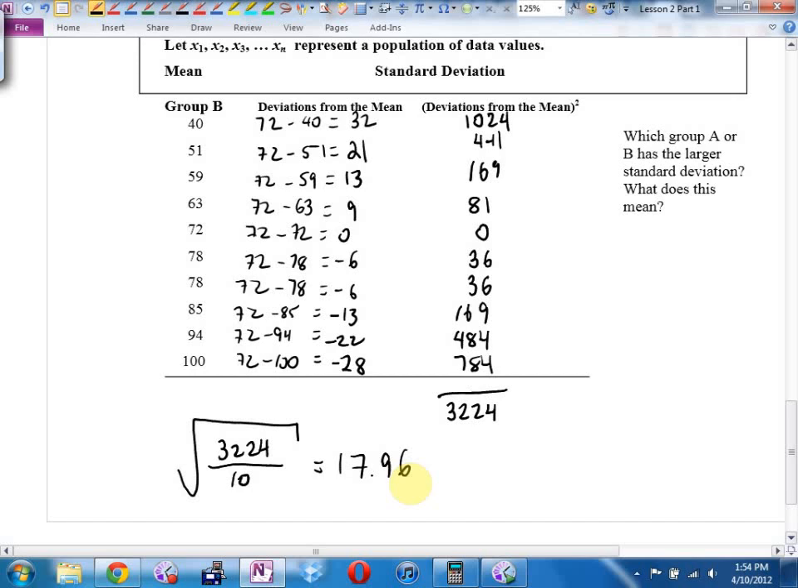Okay. The symbol for standard deviation is this. It's a lowercase sigma for those of you who are scorekeeping at home. You can write standard deviation, but it's way easier to do that. Oh, and that's what your calculator will show you. Did you get 17.96? Okay.